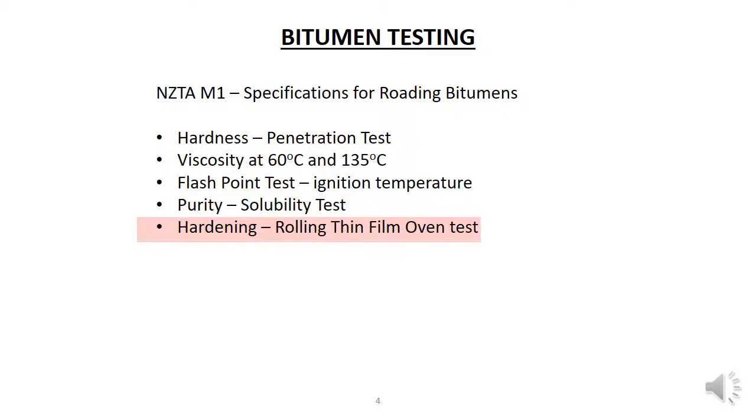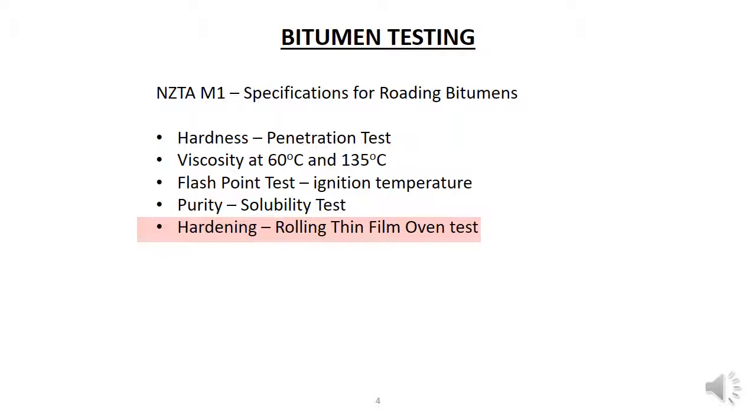Bitumen hardens and becomes brittle over time through being exposed to the atmosphere. This hardening is caused by chemical changes caused by oxygen in the air. The risk of cracking and the loss of chip increases as the bitumen becomes harder and more brittle.